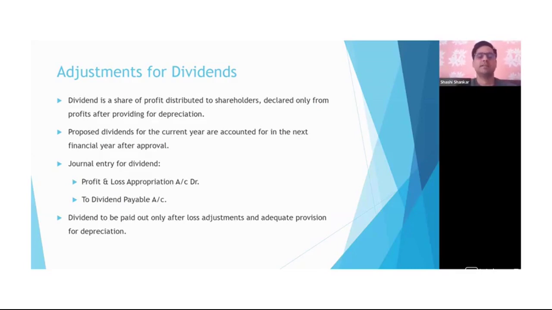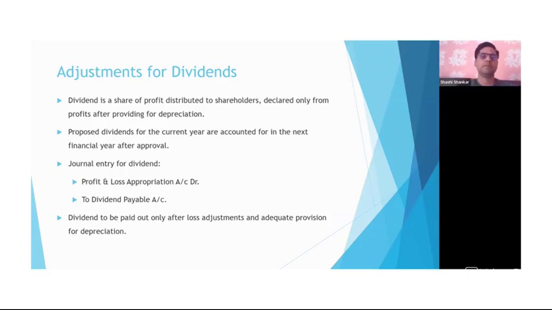General entry for dividend: profit and loss appropriation account, to dividend payable account. So dividend will be accounted in the next year, so it is a dividend payable account. Dividend is to be paid out only after loss adjustment and adequate provision for depreciation. So dividend can only be adjusted after the adequate provision for depreciation and loss adjustments.